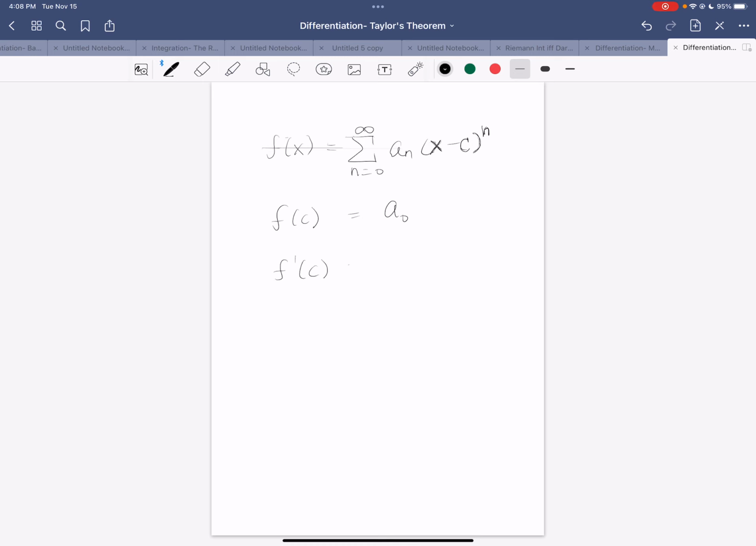F prime of x, again, would be n a sub n x minus c to the n minus 1. So f prime of c would be a1, and so forth and so on. So a sub k would be the kth derivative at c divided by k factorial.